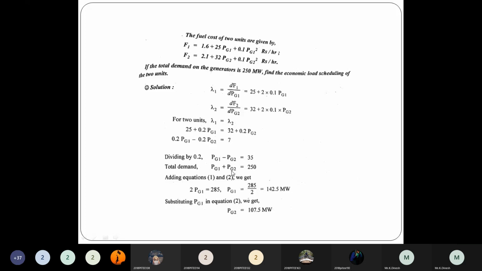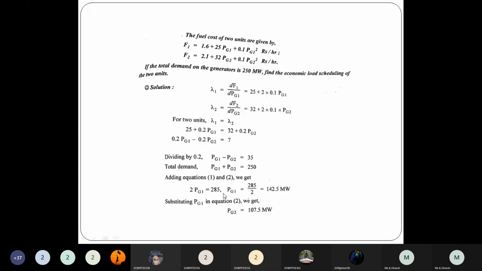So total demand in the problem itself given. Pg1 plus Pg2 equal to 250 is given. So I am just adding the 2 equations. If I am adding the 2 equations, means 2 times of Pg1 equal to 285. And the plus Pg2 minus Pg2 get cancelled.